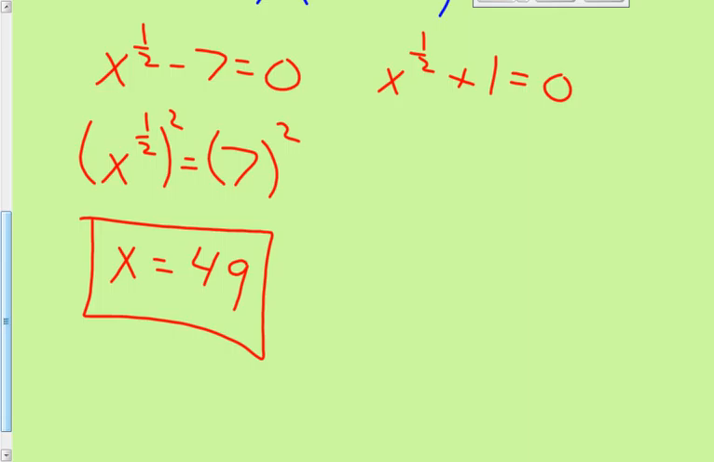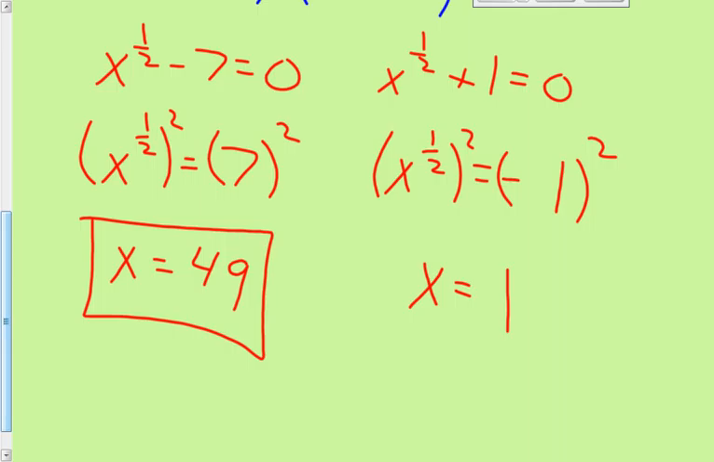The other one, x raised to the 1/2 equals a negative 1. So now when we square both sides, hopefully you see this, x equals 1, but this is extraneous because you just squared a negative number. So that one does not work. Our only answer is x equals 49.